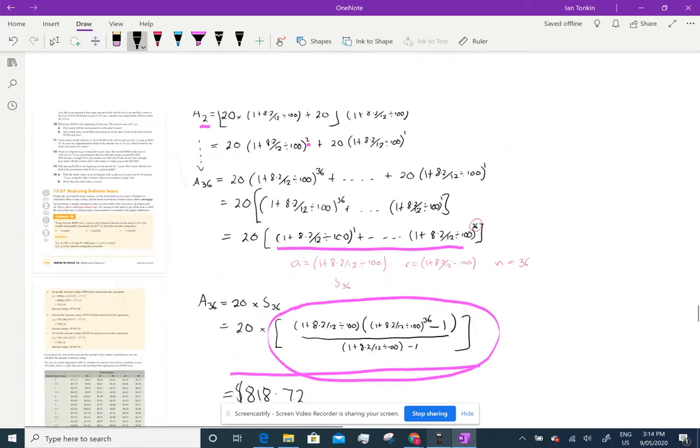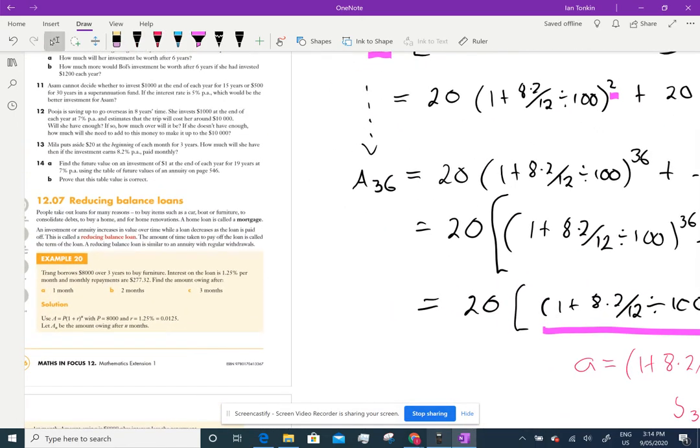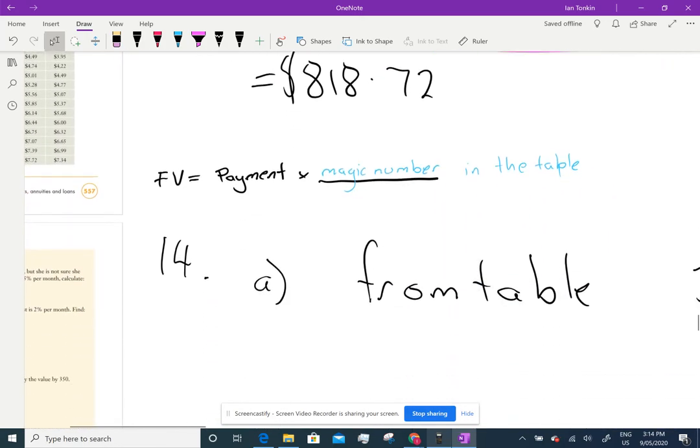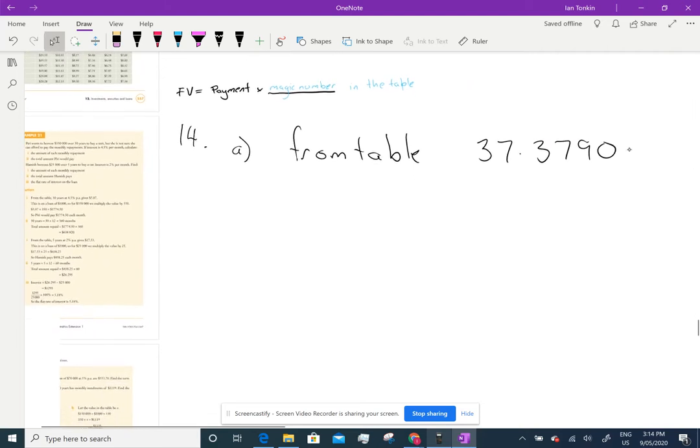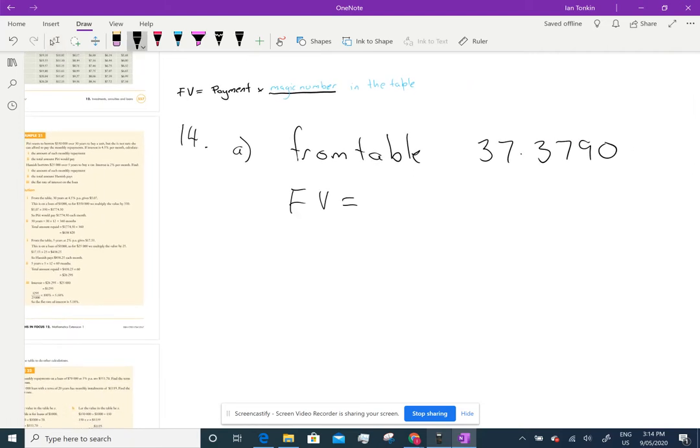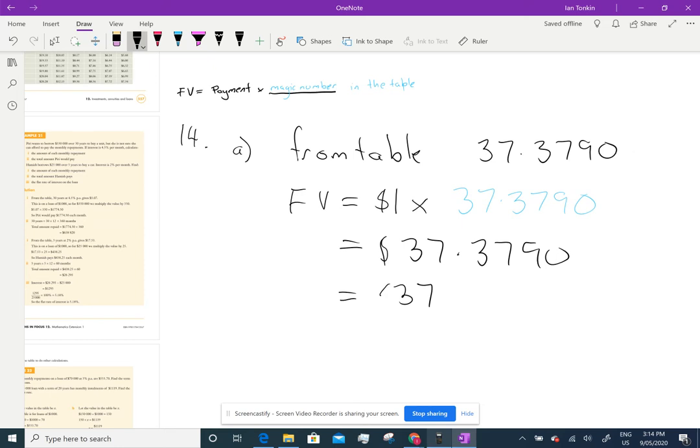So, and what do they ask in the question? Find the future value of $1 for 19 years. So the future value, that's my magic number. My future value equals my present value, $1, times the magic number, 37.3790, which is $37.3790 and $37.38 because we'll round up.